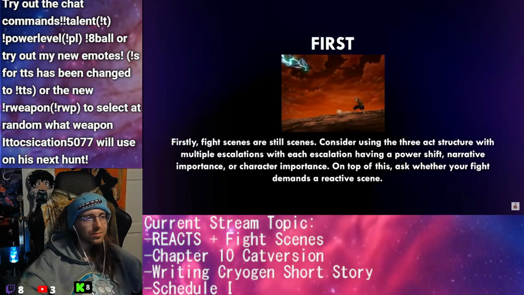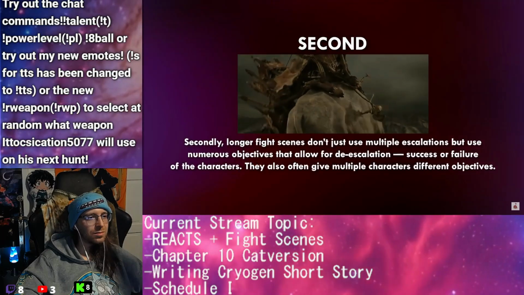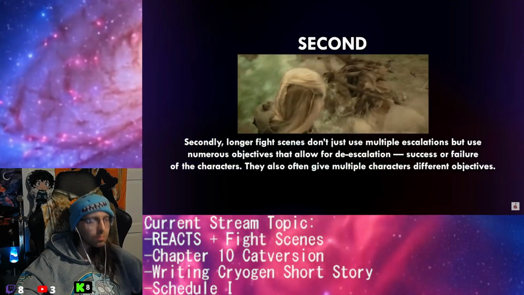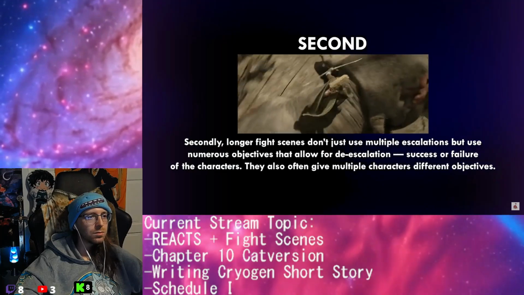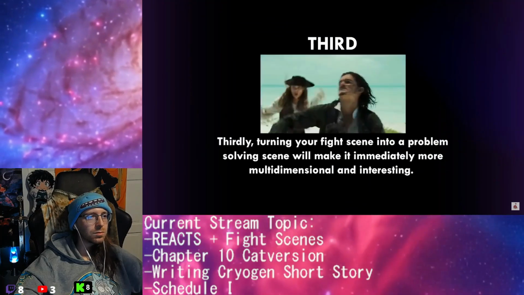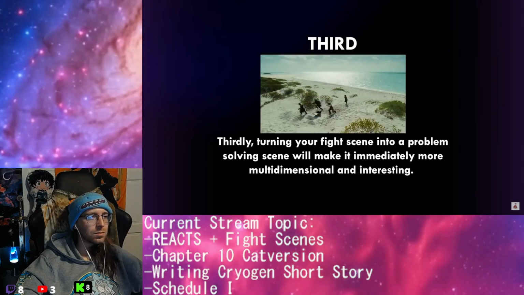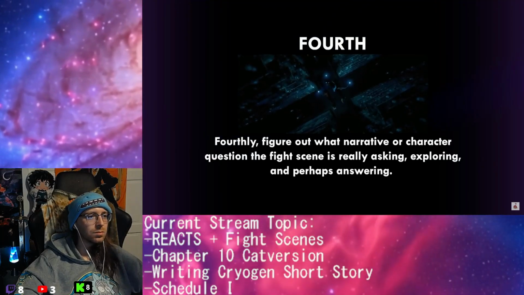It's a reactive scene. Secondly, longer fight scenes don't just use multiple escalations, but use numerous objectives that allow for de-escalation as well, success or failure of the characters. They also often give multiple characters different objectives. Thirdly, turning your fight scene into a problem-solving scene will make it immediately more multi-dimensional and interesting. Fourthly, figure out what narrative or character question the fight scene is really asking, exploring, and perhaps answering.